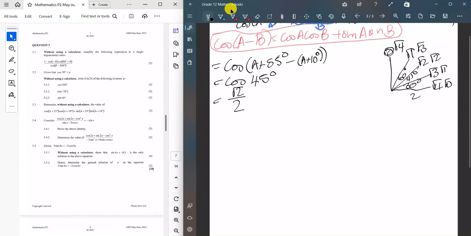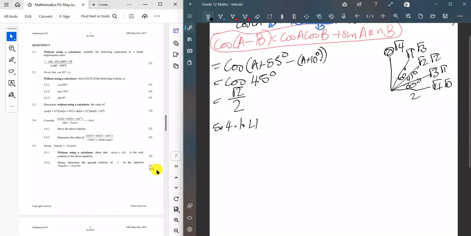Proceeding. 5.4. Let's see now. Remember, we are checking the time. We must be done with this question in less than 28 minutes. And so far, we've worked on this paper, we are now on the 15th minute. So let's see. Question 5.4.1, they say prove the identity.